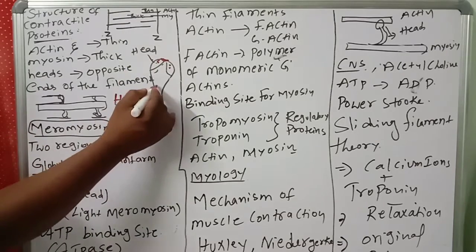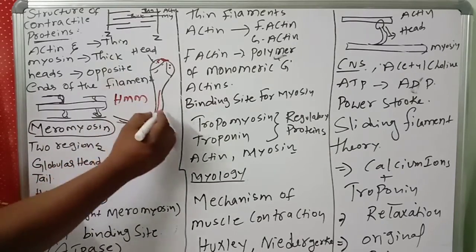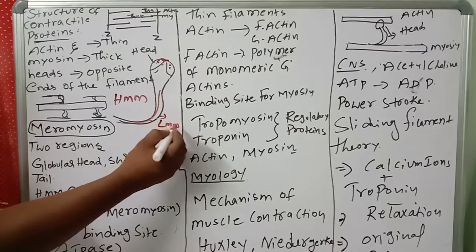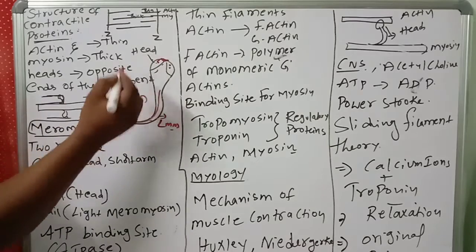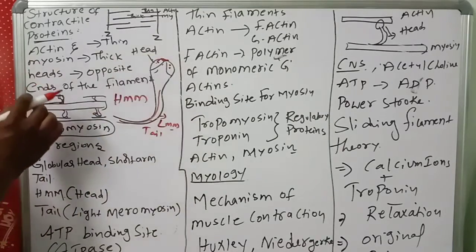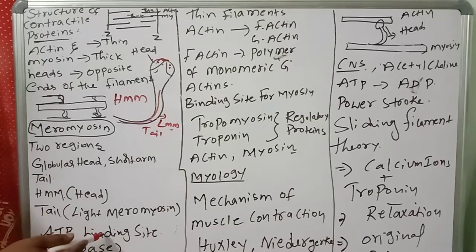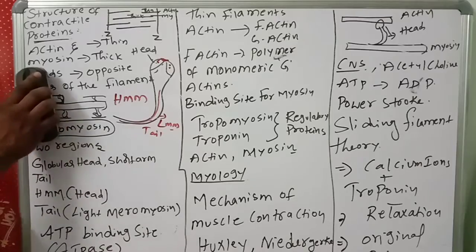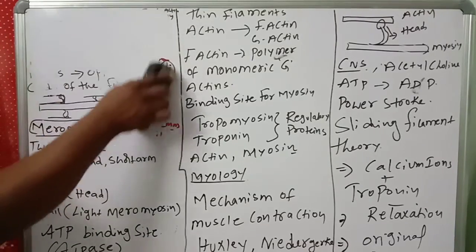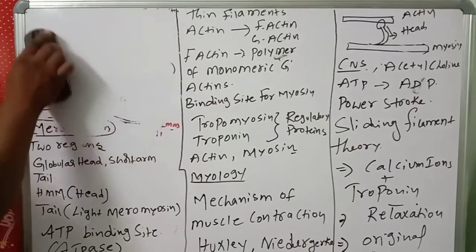And the tail region, this particular region, is called light meromyosin. So heavy meromyosin is the head, light meromyosin is the tail. The head consists of the actin binding site and ATPase, so the ATP binding site and ATPase are there. Like this, heavy meromyosin and light meromyosin will be there.